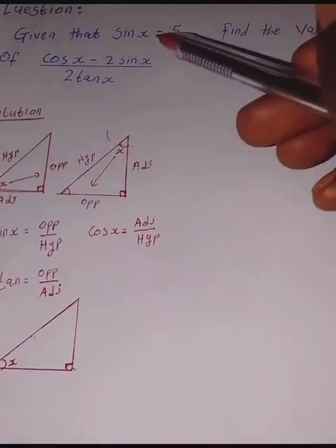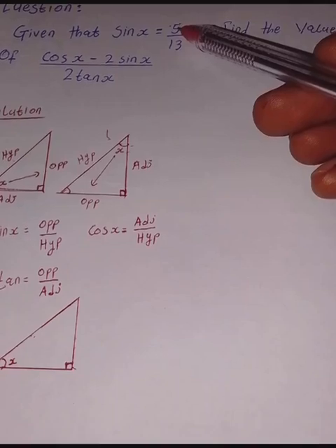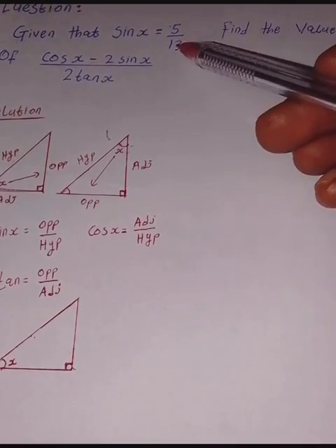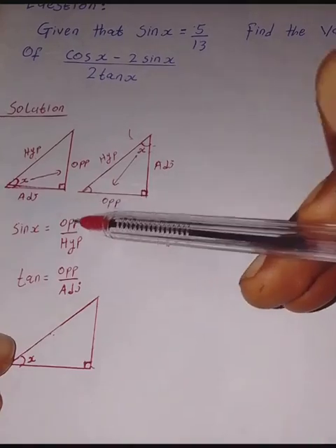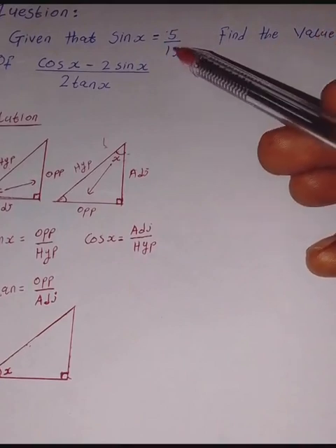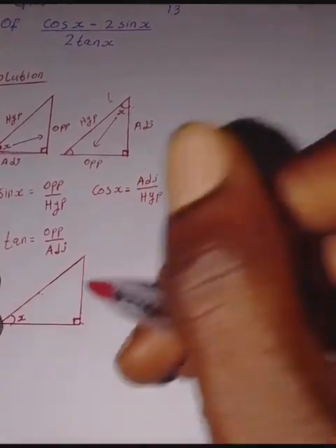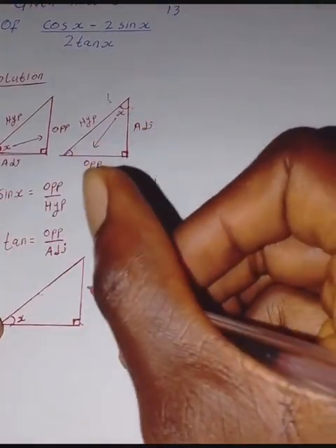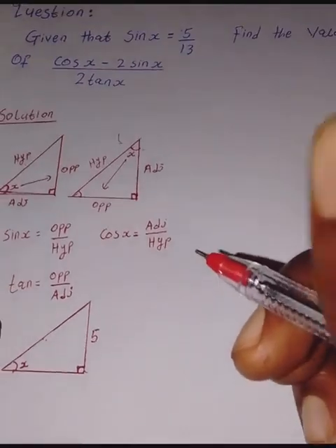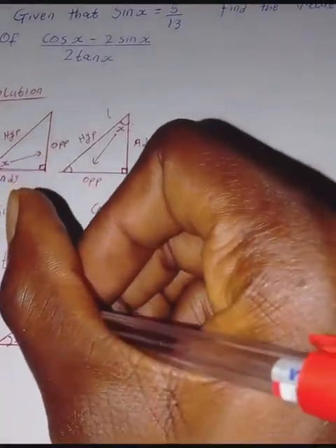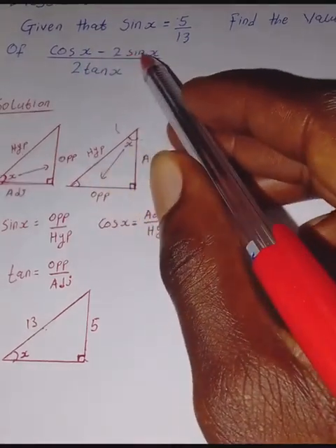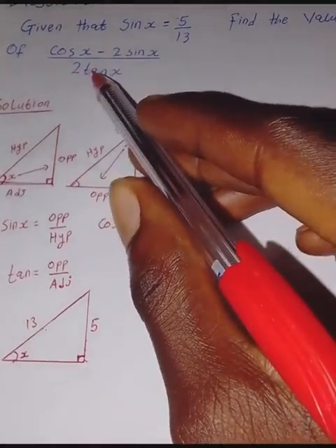They said sine x equals 5 over 13. 5 here is the opposite, while 13 here is the hypotenuse. Sine x equals opposite over hypotenuse. So sine x here is opposite, which is 5, and hypotenuse, which is 13. The side facing the angle here is 5, and the hypotenuse is 13, which is here. So they ask us to find cos x minus 2 sine x over 2 tan x.